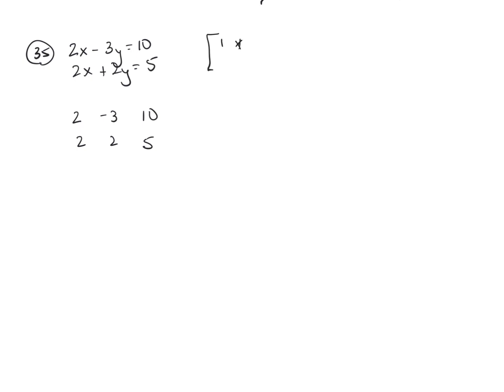Now problem 35 challenges the steps that I gave you. Hopefully it makes you think, wait a minute, I don't really have to do exactly what she told me to do. So let's write the augmented matrix first. We have 2, -3, 10, 2, 2, and 5. Remember, our goal: we want a 1 and any numbers in our first row, then we want a 0 and 1 and any number after that.